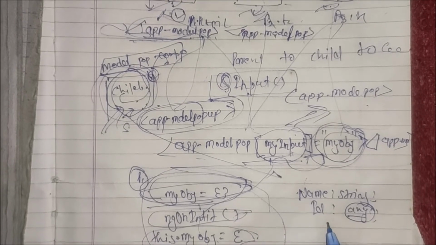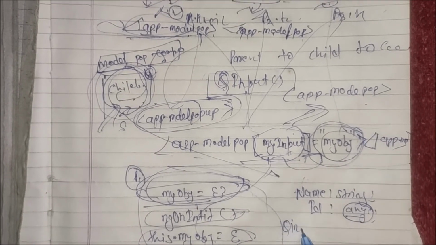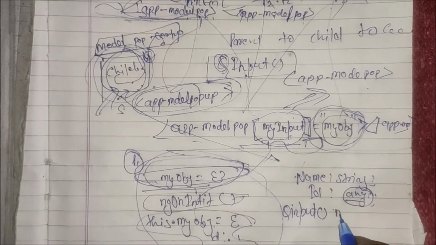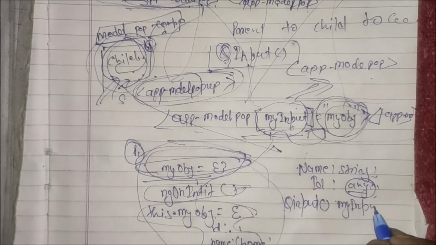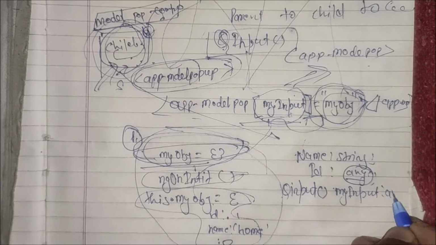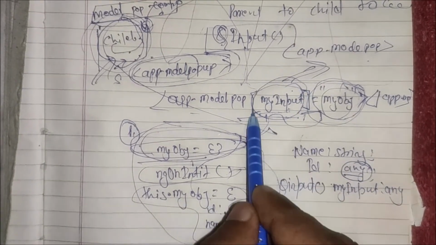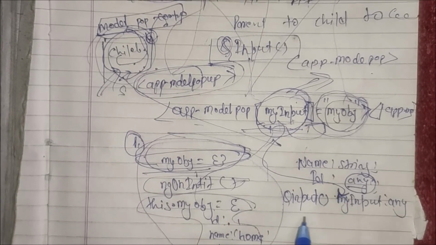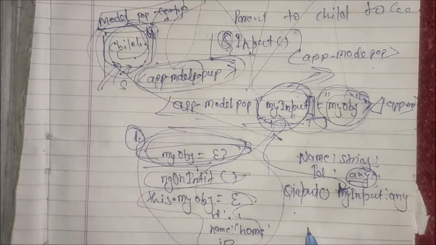And next is @Input, and define name myInput, and define any. That means which value I declare inside the HTML, we declare here the same in the child component.